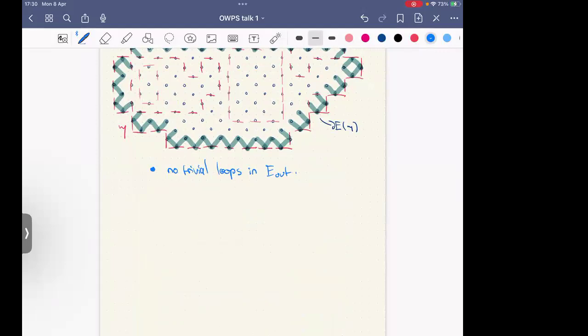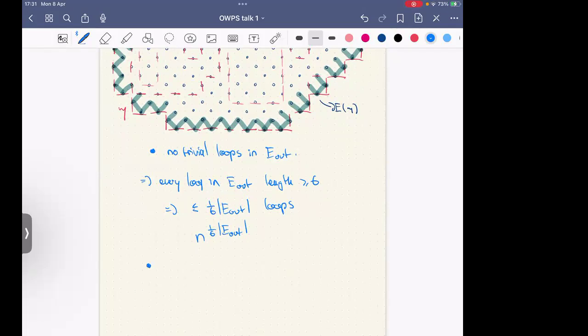Well, if there are no trivial loops, that means that every loop in this E out is of length at least 6, okay? Which means that there's at most 1/6 of the size of E out loops which are in there, and we get like an n to the 1/6 E out at best.